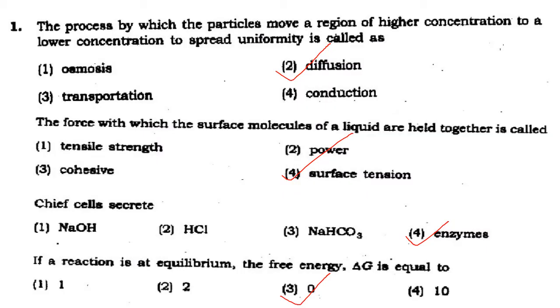Coming to the first question, the process by which particles move from a region of higher concentration to a lower concentration to spread to uniformity is called as option 1 osmosis, 2 diffusion, 3 transportation, and 4 conduction. Answer is option 2 diffusion.